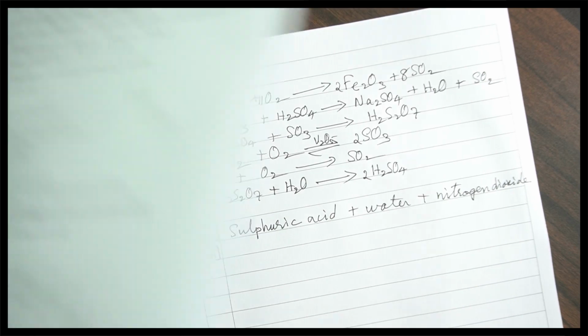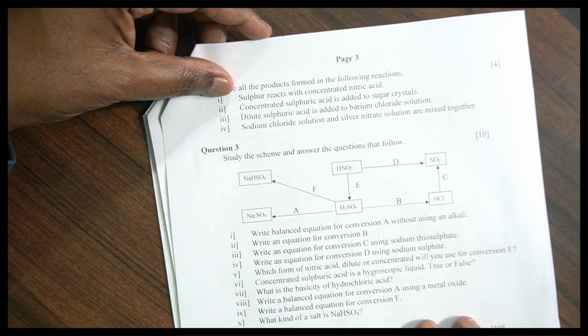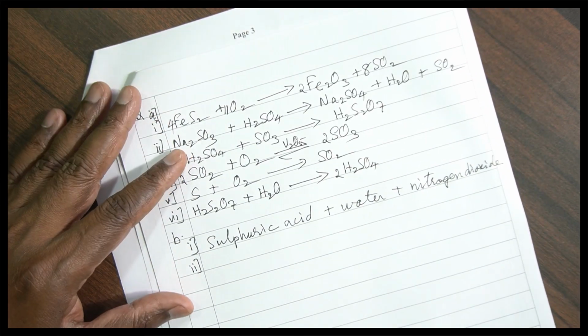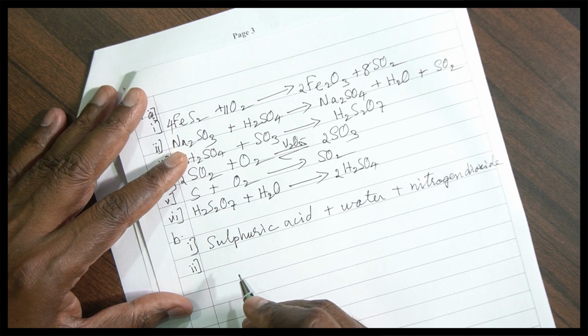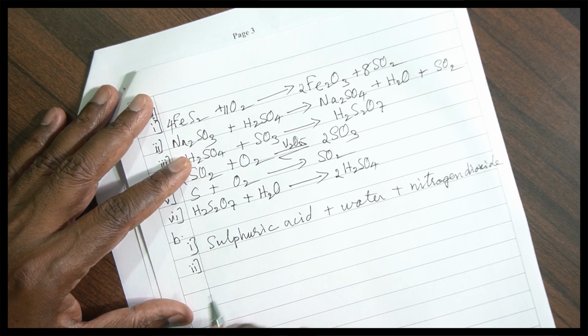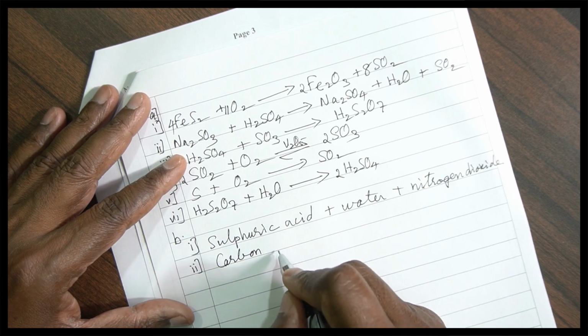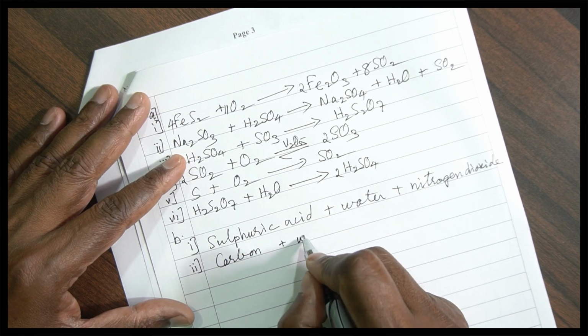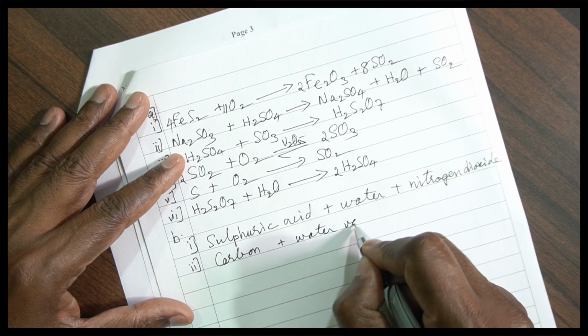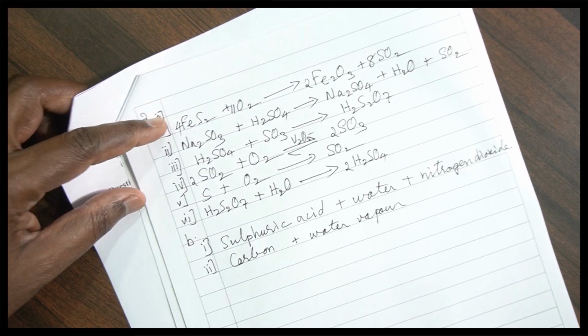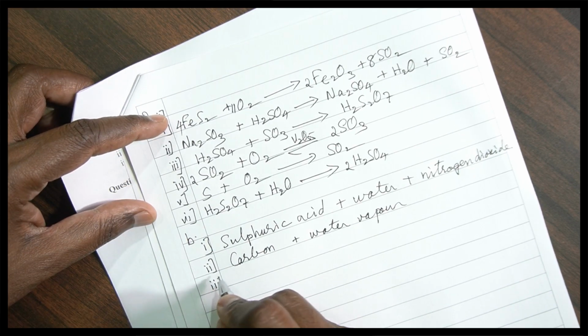Okay, now taking the second question here. Concentrated sulfuric acid is added to sugar crystals. Sugar has a formula of C12H22O11. It gets charred. So the product will be carbon or sugar charcoal plus water vapor. Carbon or sugar charcoal and water vapor are the products.